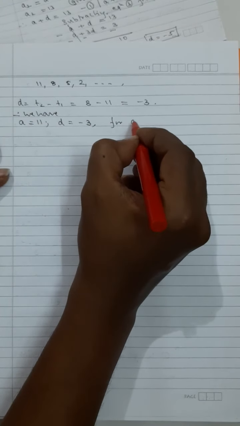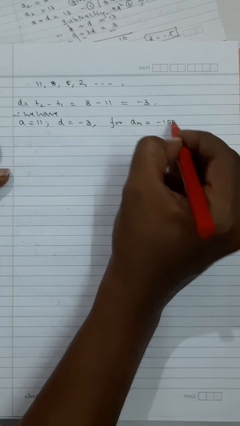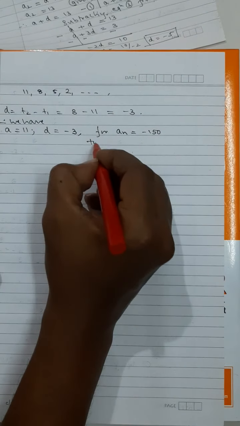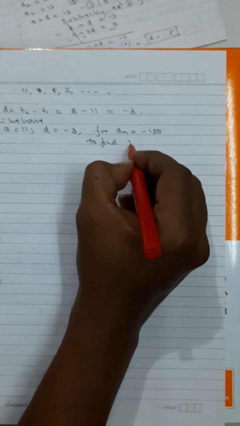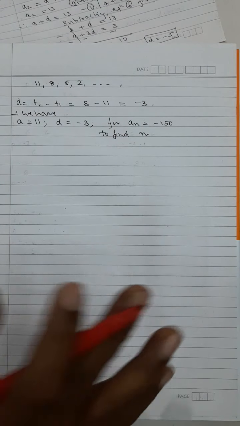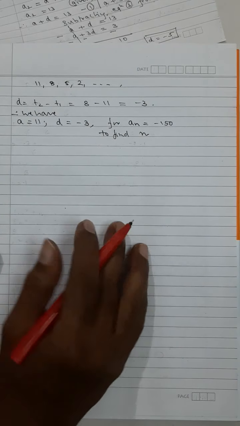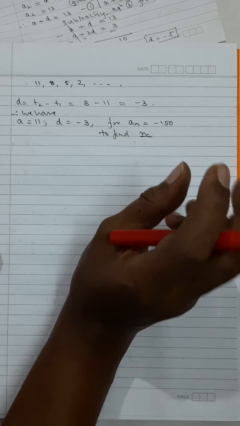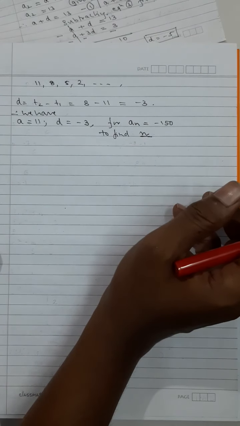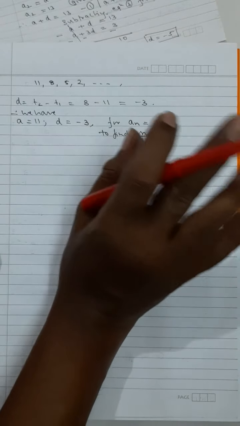For An is equal to what? Minus 150. So we have to find n. This is what we have to understand. An is equal to minus 150 is not definite. We don't know whether it is there or not. But if it is there, then n will be a whole number, a natural number. Otherwise, if it is a rational number or a decimal number, it will not work.